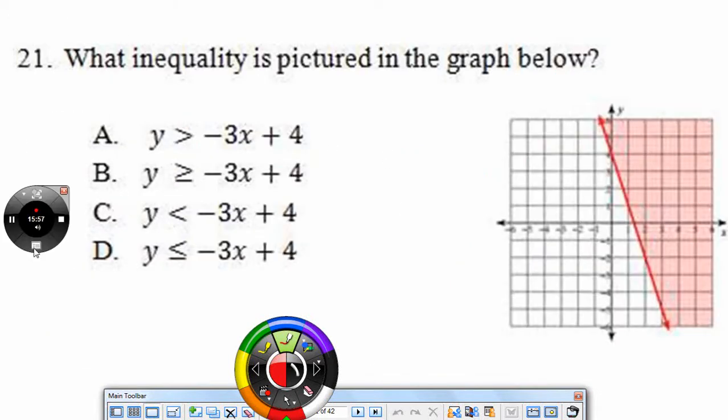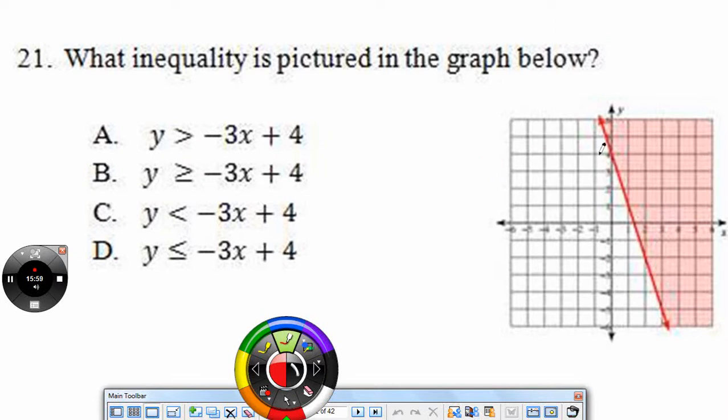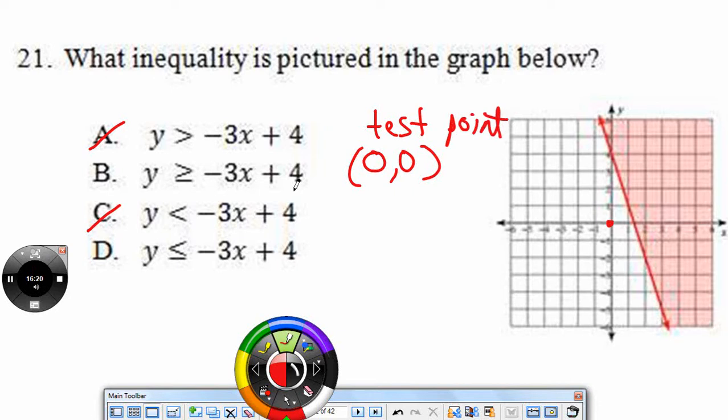21, we know that this is a solid boundary, so we can pretty much cut off the ones that don't have a bar. And then we want to do a test point to see which side we shade. So let's do 0, 0 as the test point. So we're going to plug it in to this inequality here.